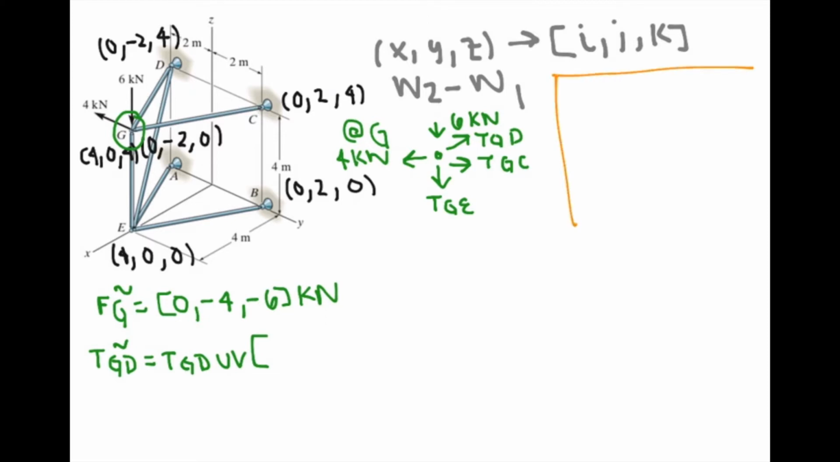Essentially, D is going to be signified as W2 and G, W1. So we know that we're going to put the X's together, the Y's together, and the Z's together. So we can do 0 minus 4, which would equal minus 4, minus 2 minus 0, which is going to be minus 2, and 4 minus 4, which equals 0. Here is what our force vector is going to contain. So I'm going to put over here minus 4, minus 2, 0 kilonewtons.